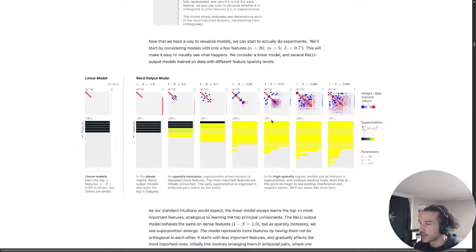More on this later. And moving on, when 1 minus s equals 0.1, so the sparsity is at 90%. Maybe I shouldn't say percent there, but you get the point. S is 0.9. In WᵀW, we see it's activating more. There are more lines coming off of the main diagonal where the weights are 1.